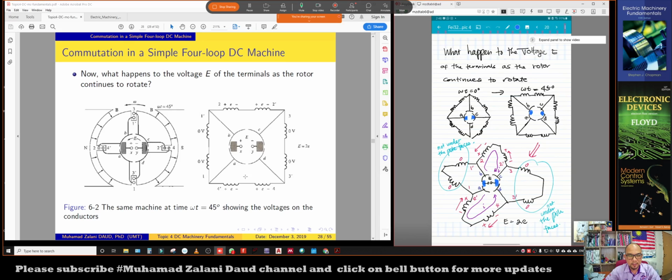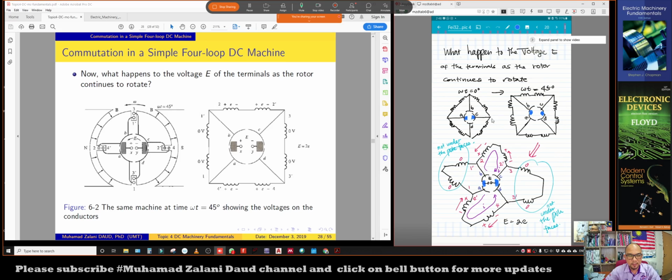1 prime, 3 and 1, 3 prime here, right? Okay, so let's just see what happened to the voltage at omega t equals 45 degree at this state.